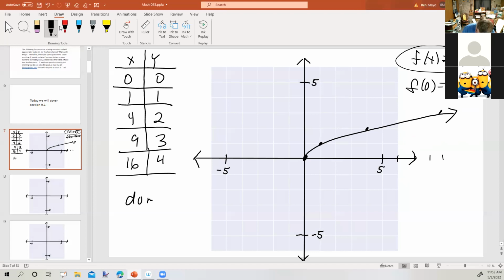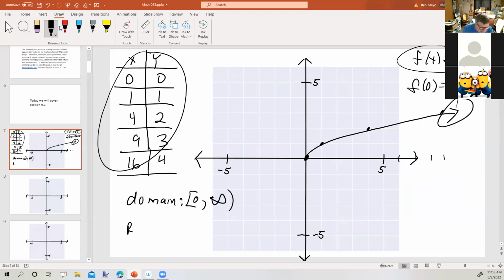No. What's the domain of this graph, which is a function? What's the domain? Where does it start? 0. Okay. Where does it end? 16. Where does it end? Oh no, infinity. Right, it doesn't end. Yes. Okay. Yeah, this is not all the graph. That's just getting it started.